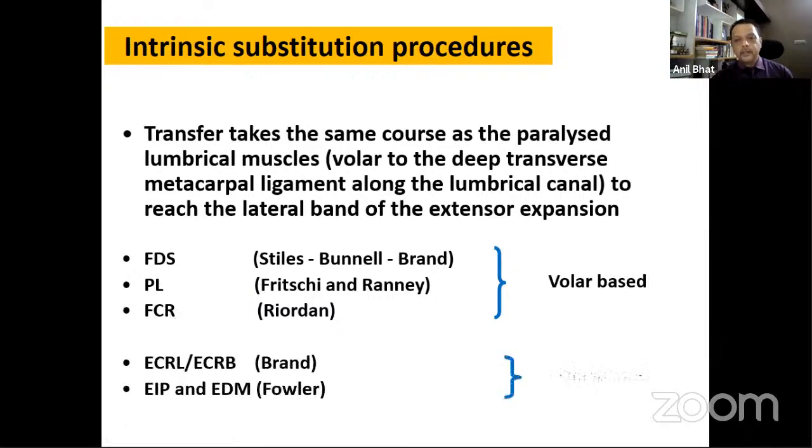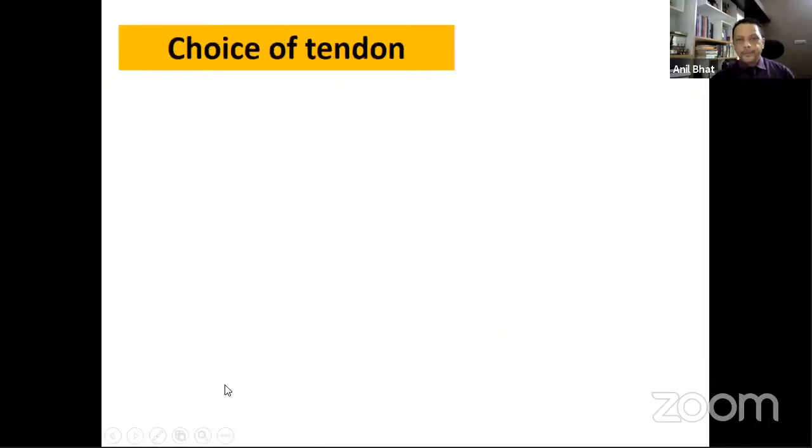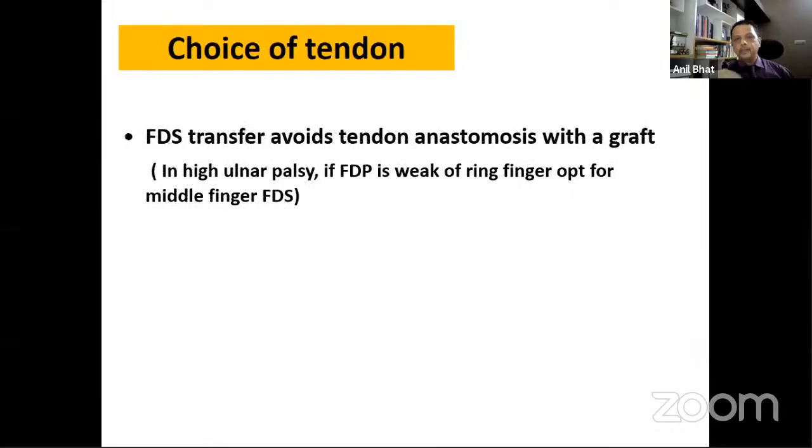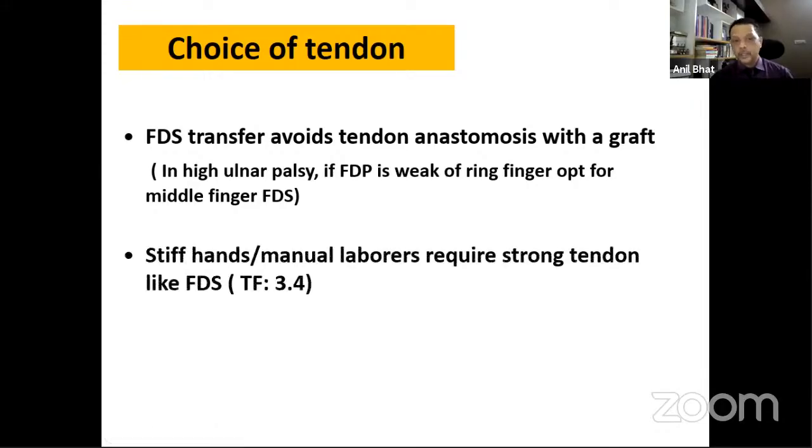On the extensor side or the dorsal side, you can use the ECRL or ECRB, or EIP and EDM can be used. So choice of tendon, if somebody asks you which one will you choose, the FDS is the ideal tendon because it's got a lot of power. FDS transfer avoids tendon anastomosis with a graft like we use for palmaris longus. And in high ulnar palsy, if FDP is also weak of the ring finger, then you opt for middle finger FDS. Otherwise, ring finger FDS is usually taken.